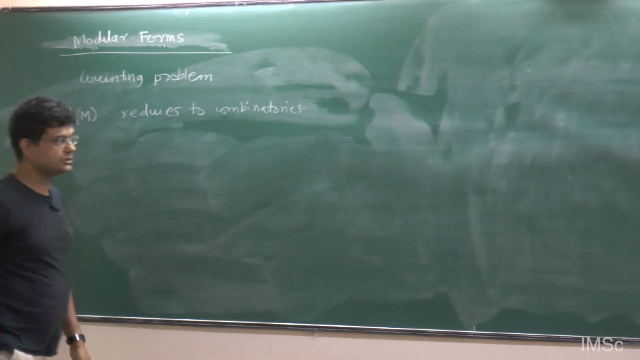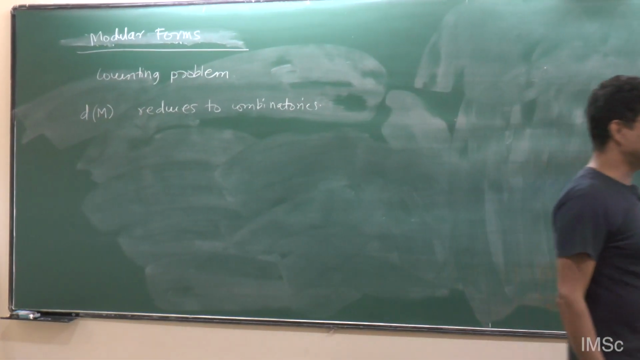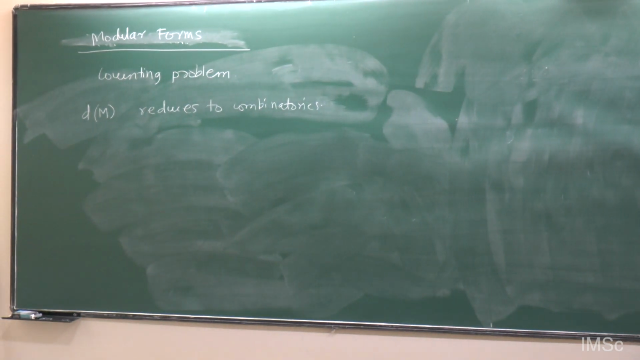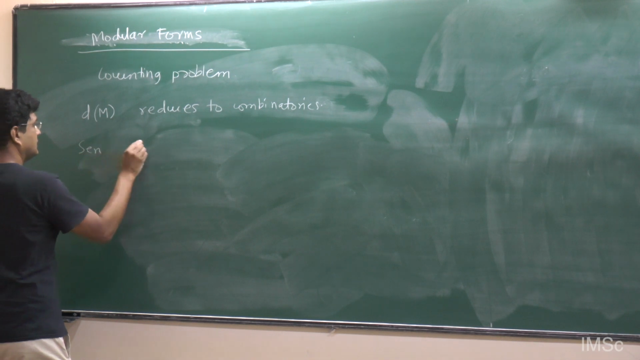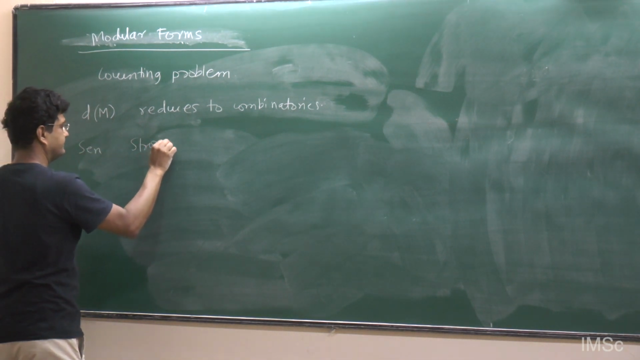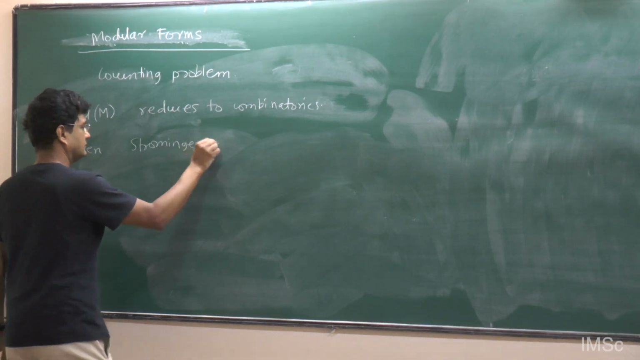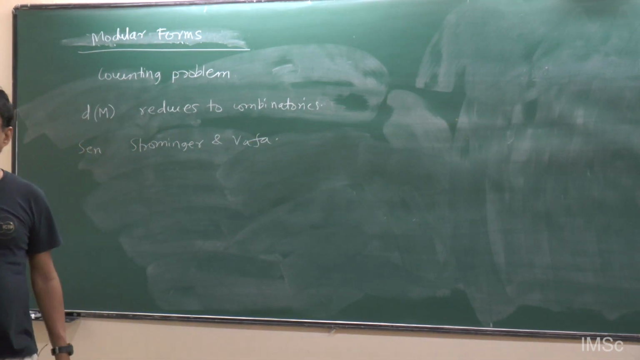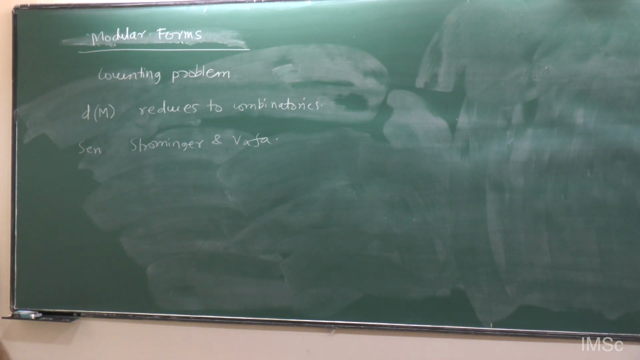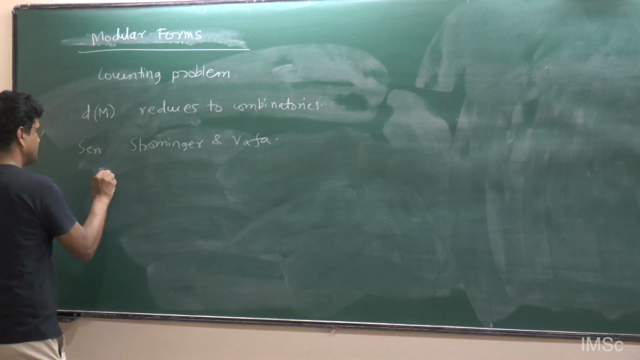And one of the most successful early results on this goes back to work of Sen and then followed by Strominger-Vafa, who looked at some very specific black holes which are called the extremal Reissner-Nordström black holes.